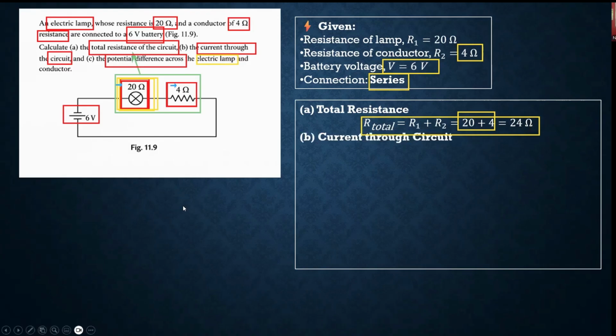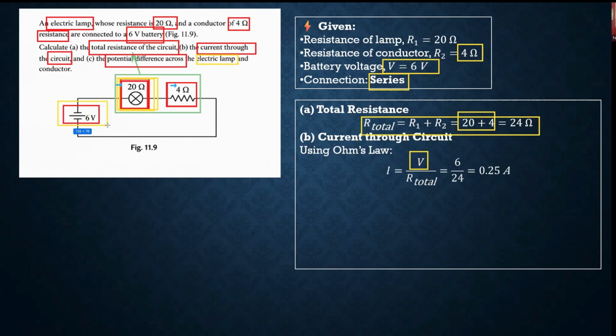Then you get the current in the circuit using Ohm's law. You have the voltage, which is 6 volts, and the total resistance is 24. This is the equivalent resistance used to find the current. Current in the circuit is 0.25 ampere.